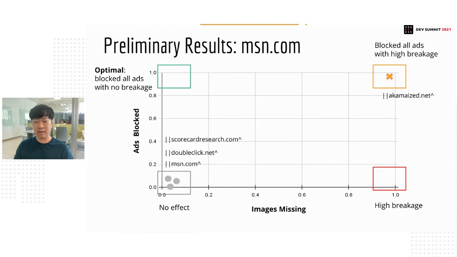And then doubleclick.net here, which was effective for cricbuzz.com, is not effective here for MSN. And then we find that scorecardresearch.com has no effect, and that's not surprising because it's a tracking domain. And then finally, we find that media.net is the one to block that has the optimum results here.